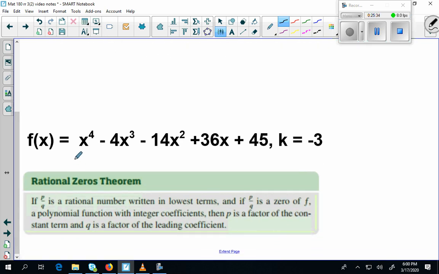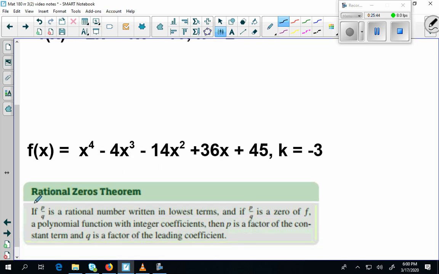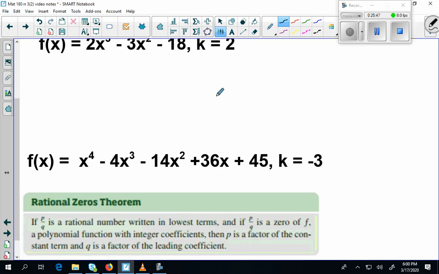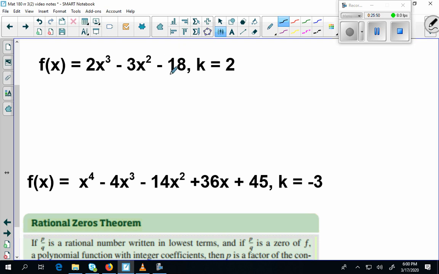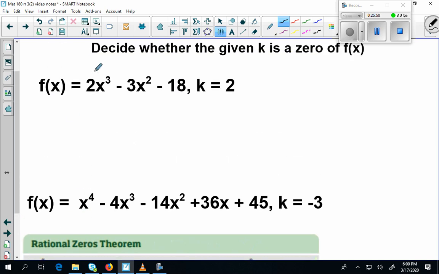So the rational zero theorem says if you have some rational number and it's a zero of the function, the top part of it is going to be a factor of whatever the constant in your function is. And the bottom part is going to be a factor of the leading coefficient. So the leading coefficient is just the number that's in front of the highest power of x. So the constant here is 18, and the leading coefficient is 2.